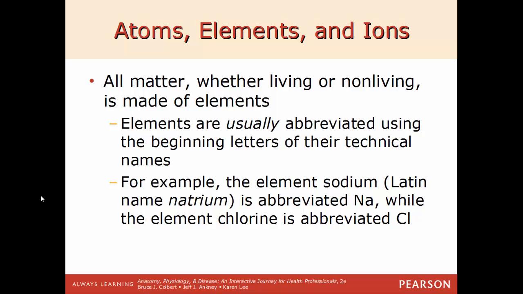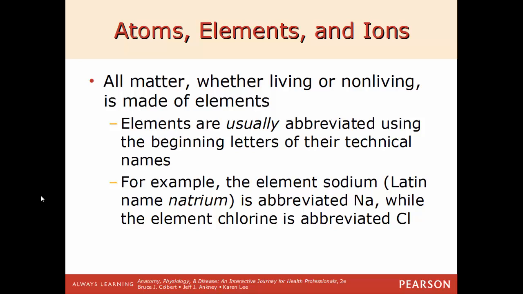Okay, elements are usually abbreviated by the first few letters of their technical name. And I say usually because this is not always the case. For some elements it is pretty straightforward. C for carbon, O for oxygen, H for hydrogen, and so on. And there are certain rules on how you can name elements. They're going to be either one or two letters. And if you use two letters, the first one is always capitalized.